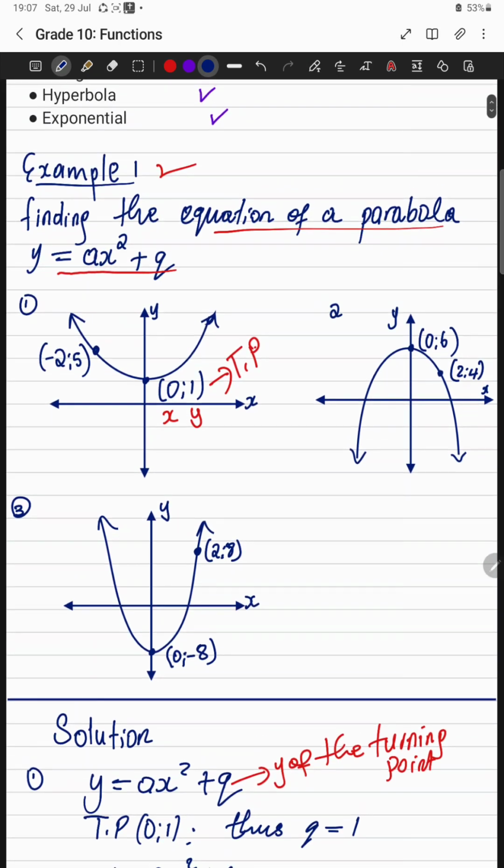So in the second part, guys, we are going to do the same. You take the turning point. In that turning point, it's easy. In the turning point, this value here represents the x value of the turning point. This is the y value of the turning point, meaning that 6 is the value of q. So that means in this equation here, in the place of q, we're going to put 6.